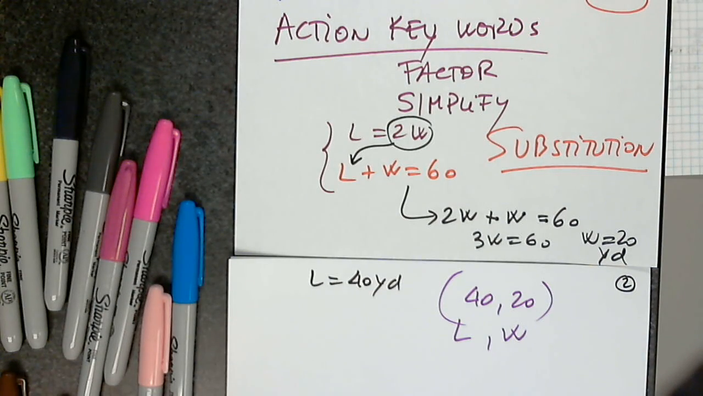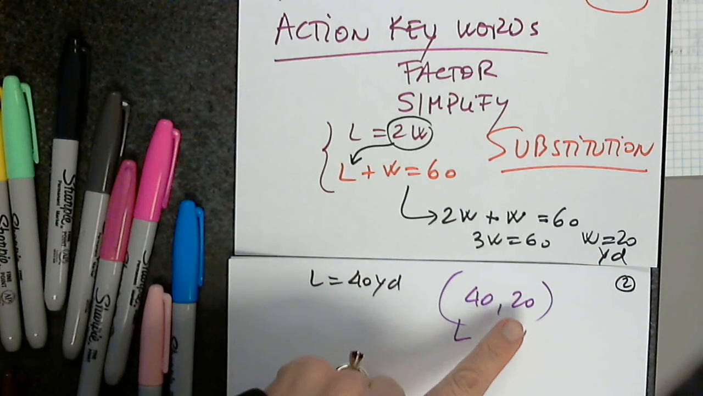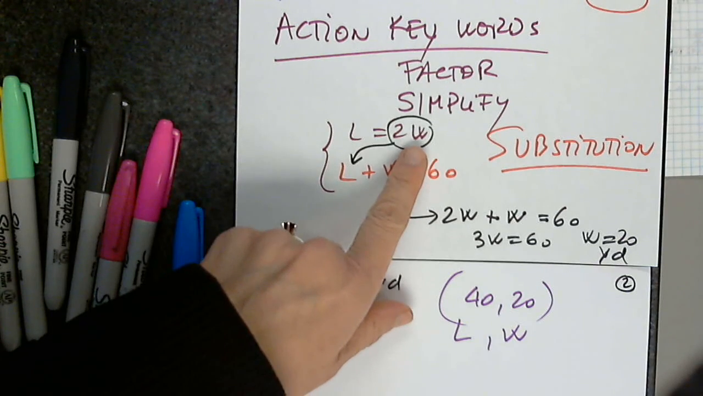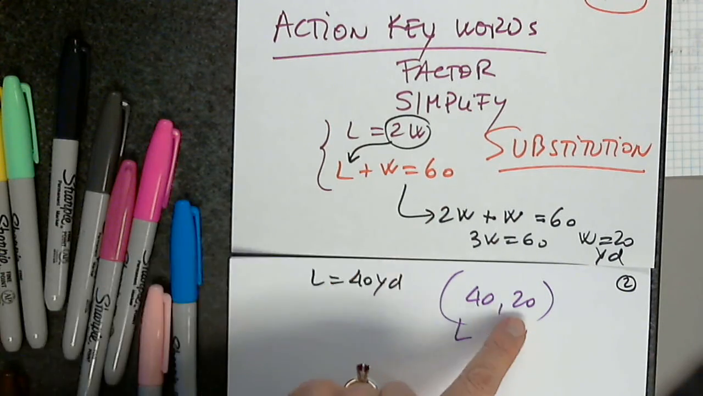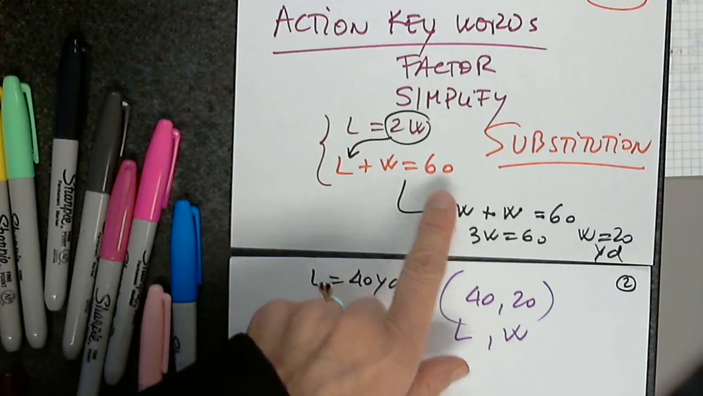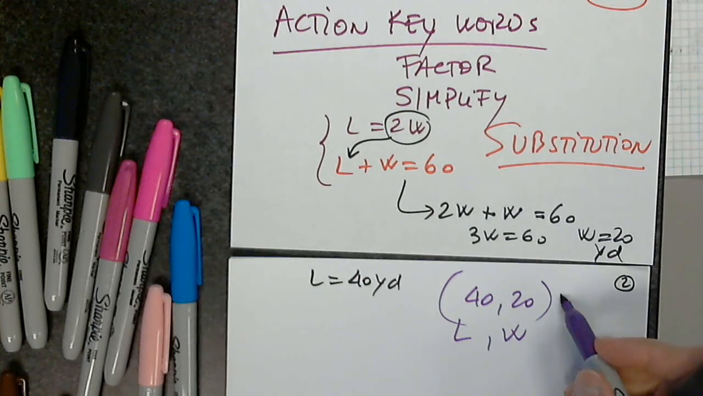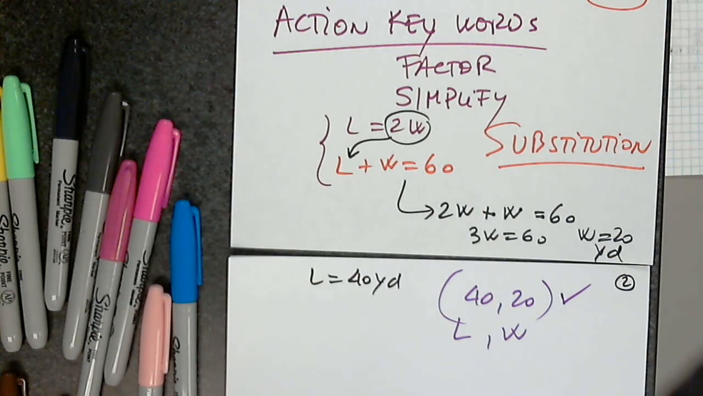So I have to go back and check. Okay, so when I put 20 in here, 20 times 2, I get 40. Yes, I do. When I put in 40 here and 20 here, do I get 60? Yes, I do. So I know that this is the only solution. No one can find another solution. If this one works in a system of linear equations with a unique solution like this one, we cannot find another. Melissa, is this okay?